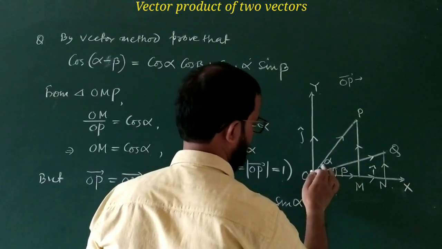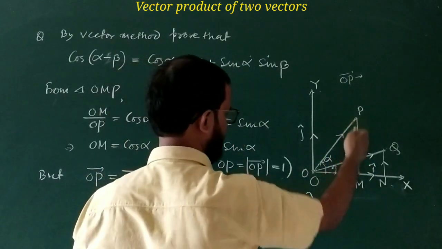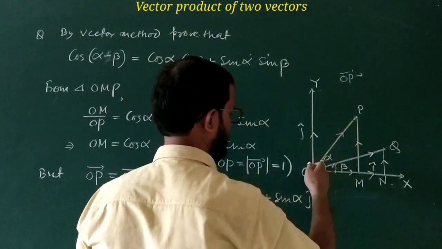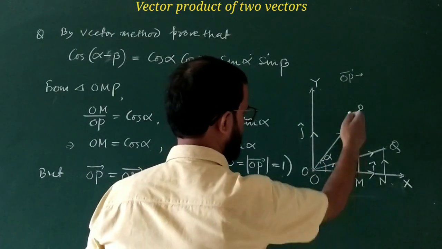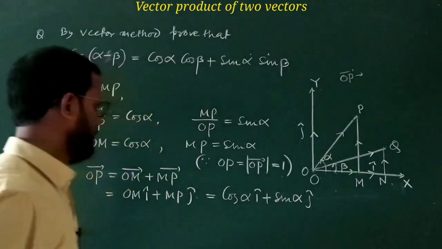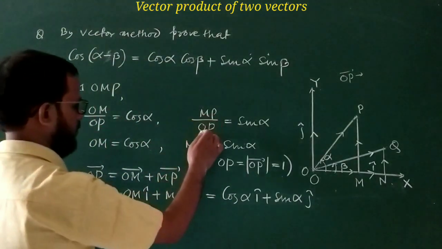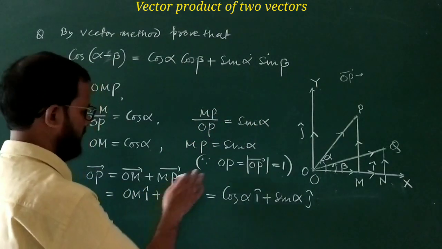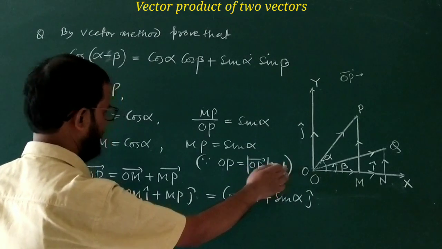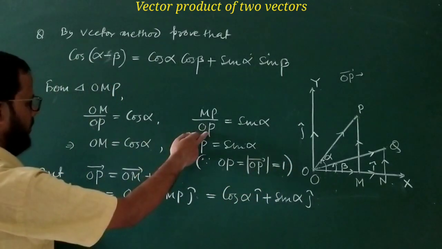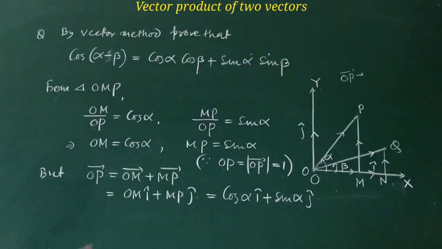And what is sin alpha? Sin alpha equal to perpendicular by hypotenuse. This is a right angle triangle, I am drawing a perpendicular, right? So from this right angle triangle, cos alpha equal to OM by OP and sin alpha equal to MP by OP. Since magnitude of OP vector is equal to 1, you put the value of OP as 1, you will get OM is equal to cos alpha and MP equal to sin alpha आपको मिलेगी. ठीक है.